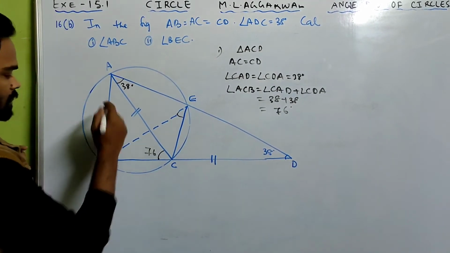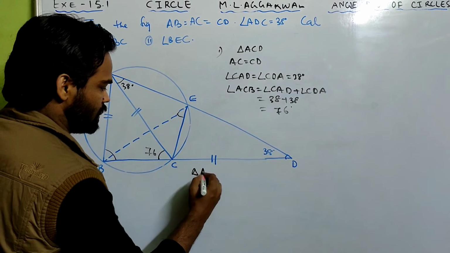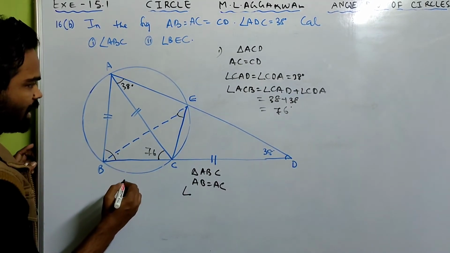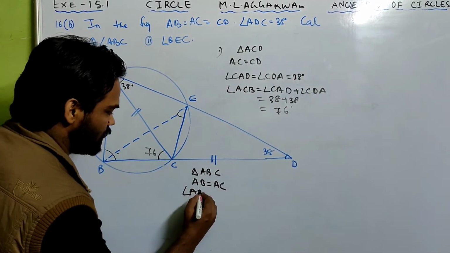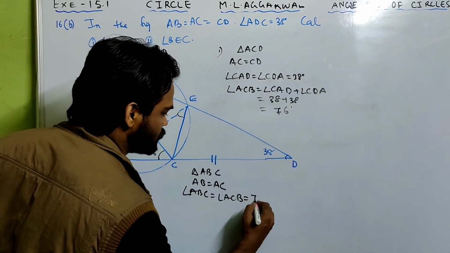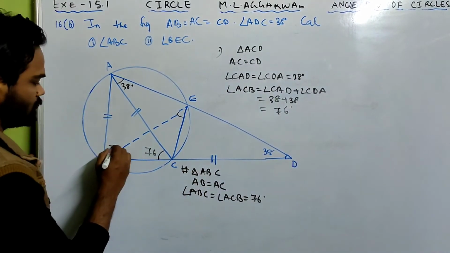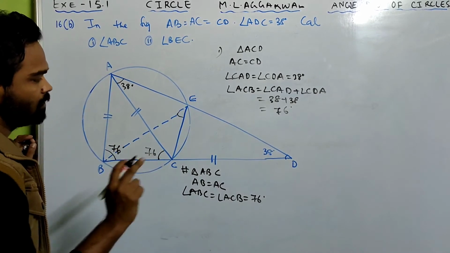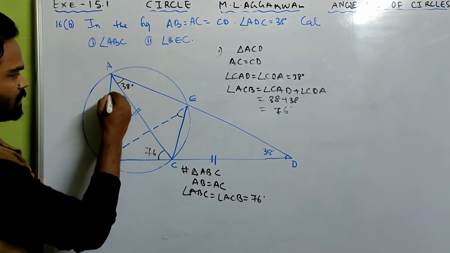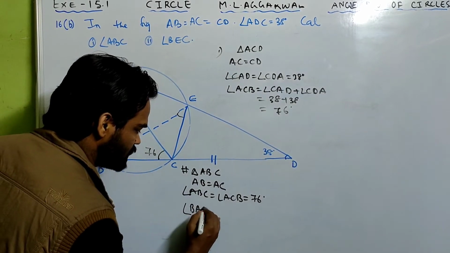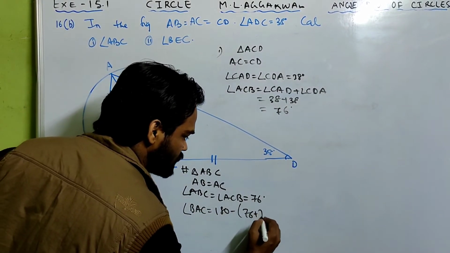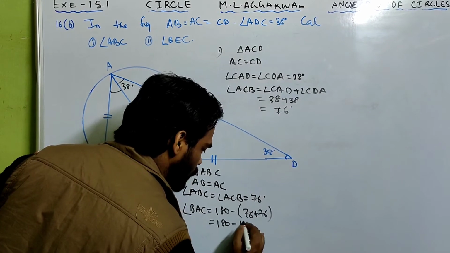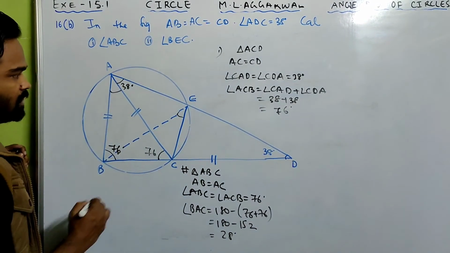Now look carefully. ABC is an isosceles triangle. In triangle ABC, AB equals AC, which means these two angles will be same, which means angle ABC is equal to ACB is equal to 76 degrees. Done. So this is 76. Now they have asked BEC. Look carefully. Can I get angle BAC in this triangle? Definitely. Angle BAC will be 180 minus 76 plus 76, angle sum property. So that's 180 minus, this is 152, that's 28 degrees, isn't it?